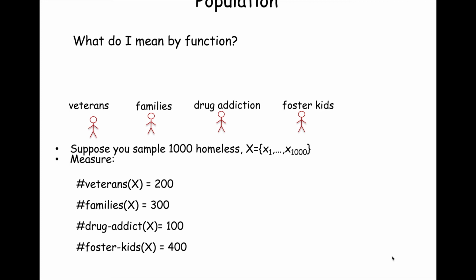Well, then you take that sample and you measure some function. So that function could be, what's the number of people who are veterans? What's the number of people who are families? What's the number of people who are struggling with drug addiction? And what's the number of people from that 1,000 who are aged out foster children? Okay, so let's say we got the following numbers. We got 200 for veterans, 300 for families, 100 for drug addicted, and let's say 400 for aged out foster children. And that all adds up to 1,000, right?